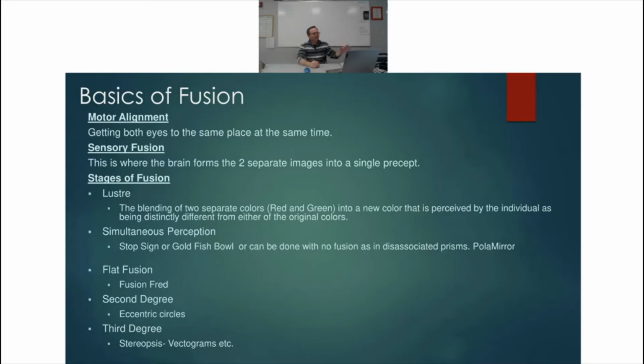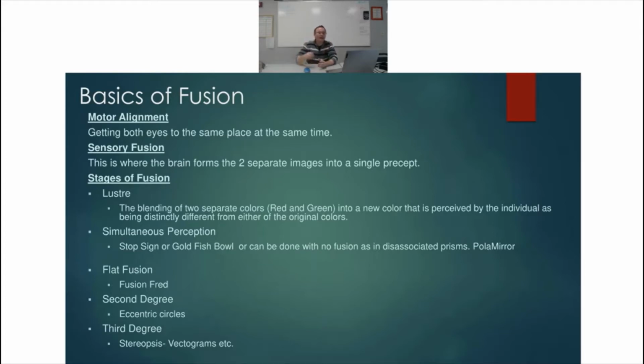So in order to get fusion, again, a little bit of review for most of us, there has to be motor alignment. If I have camera 1 and camera 2, they have to be able to align together. So we have convergence coming together, divergence coming apart, spreading out to look far, convergence to look close. There has to be motor alignment to get the eyes to the same place so that they can both pair together.